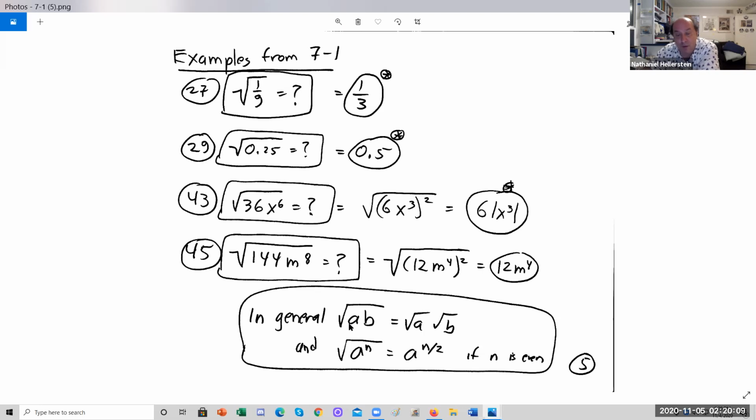In general, if you have a square root of a product, that's the product of square roots. And the square root of a power is a to half that power, if n is even. Actually, it works for odd numbers, and we'll get to that in the next section. But in any case, as you can see, a square root of a 6th power is a 3rd power, a square root of an 8th power is a 4th power, and the square root of an nth power is an n-half power.